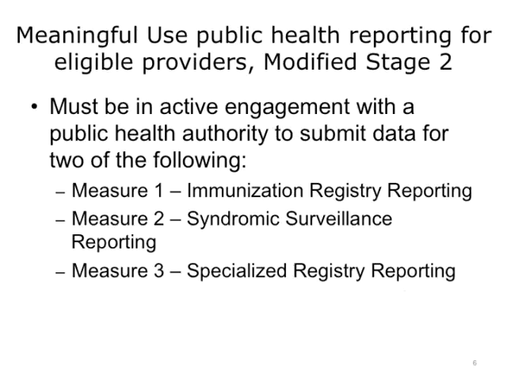For meaningful use public health reporting for eligible providers, Modified Stage 2, they must be in active engagement with a public health authority to submit data for 2 or more of the following measures. Measure 1, Immunization Registry Reporting; Measure 2, Syndromic Surveillance Reporting; and Measure 3, Specialized Registry Reporting. The eligible provider can submit to more than one kind of specialized registry.